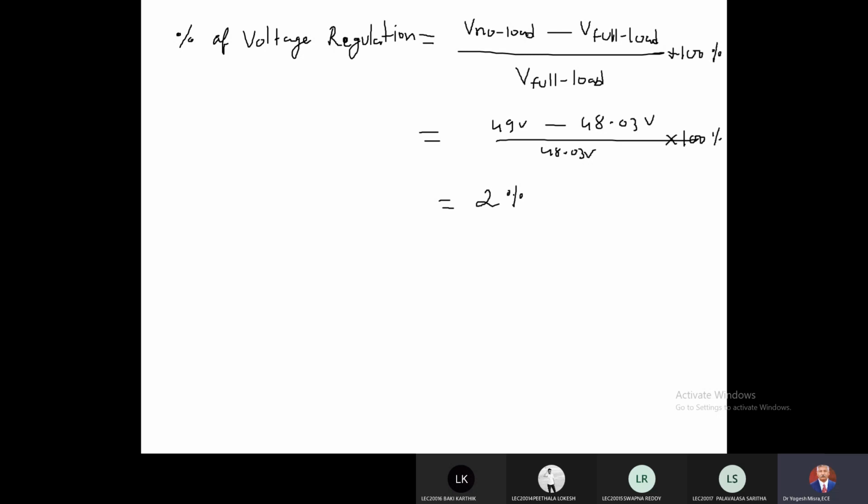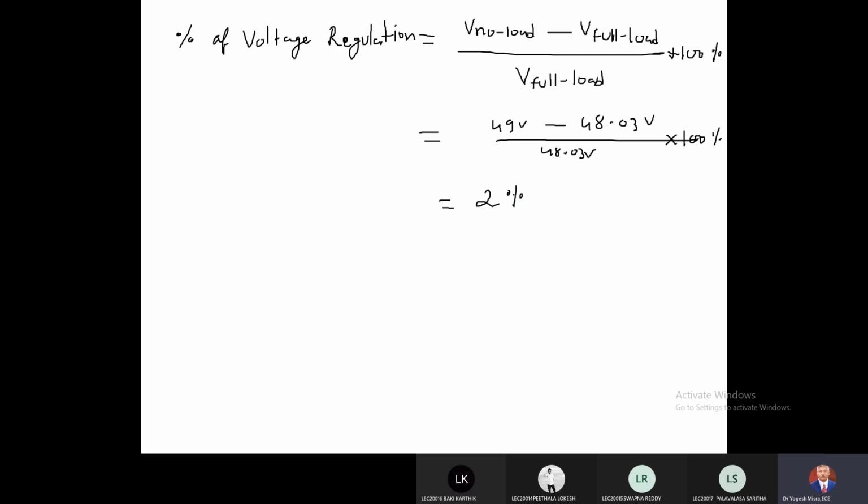Ideally it should not be there, but in practice you will find there is a dip in the voltage whenever you connect the load. So in this way you can calculate the percentage of voltage regulation, right?